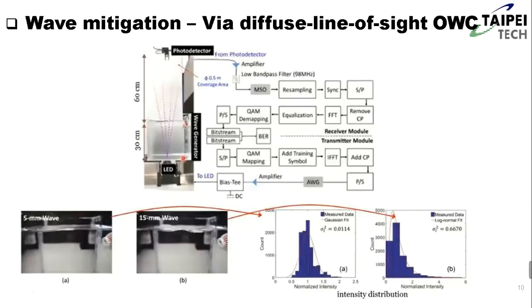The basic function is demonstrated in this slide. Using diffuse line-of-sight OWC, wider coverage for signal reception can be achieved to overcome the wave-induced effects. Here, two wave levels and three different modulation formats were investigated. Under the strong wave, using OFDM, a high data rate of 30 megabytes per second was achieved with 20 centimeter coverage, with the photodetectors at a 2.5 centimeter offset.